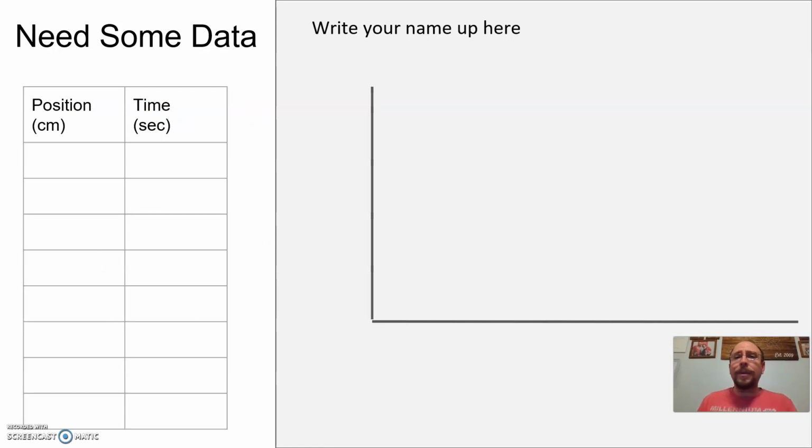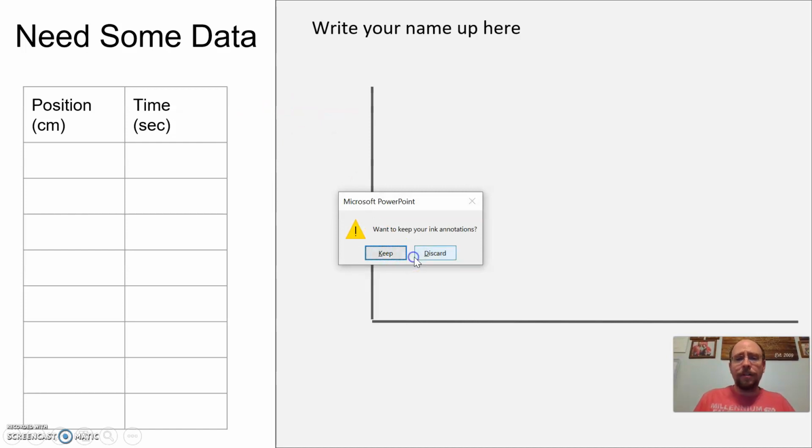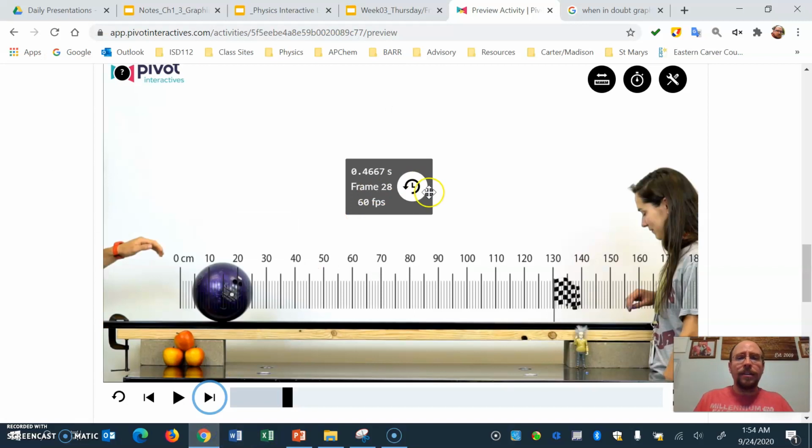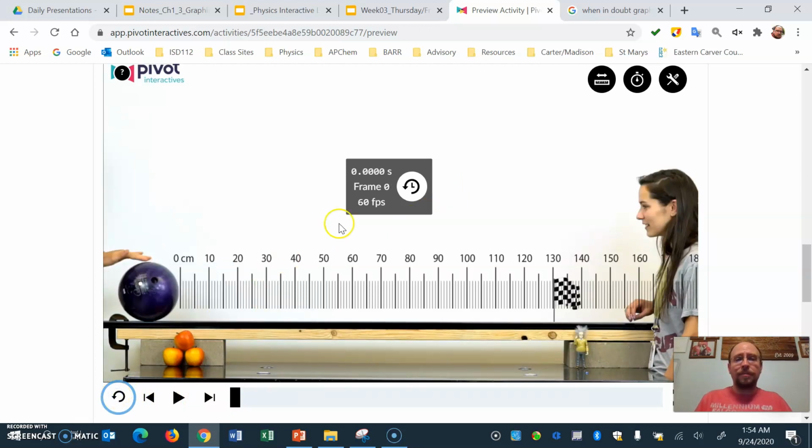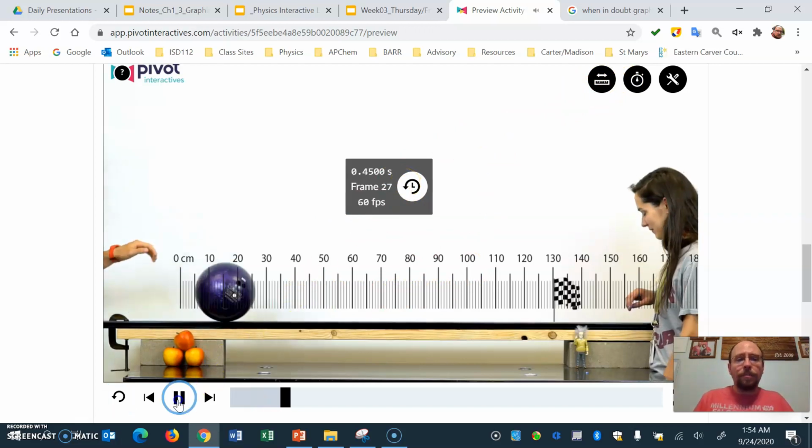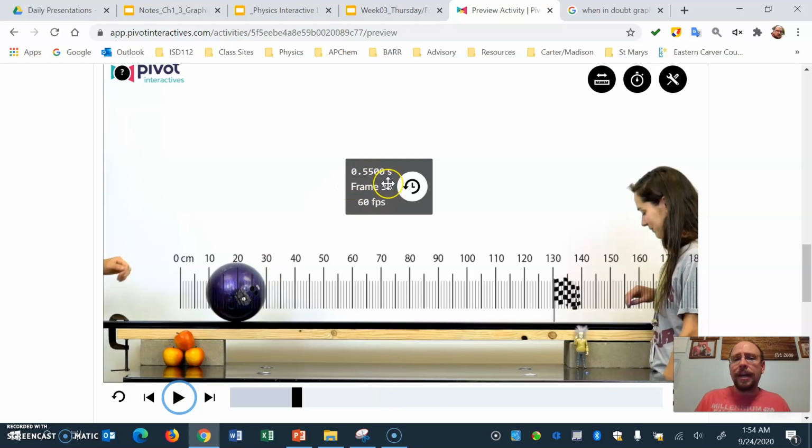We need stuff to graph it out. We need data. So where are we going to get our data from? Well, we can get our data from something that you actually did before. Something that you did back here in Pivot Interactives, like this little bowling ball example. You guys found that there were different tools that you could use, like the ruler and the stopwatch, and when you start the video, the ball can roll to different distances, and this little stopwatch actually records the time that it took to get to that position. And so those are going to be 2 things that we're going to record: the position of the ball and the time it took to get there.